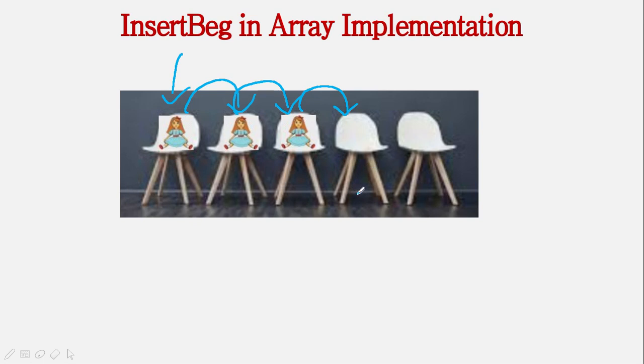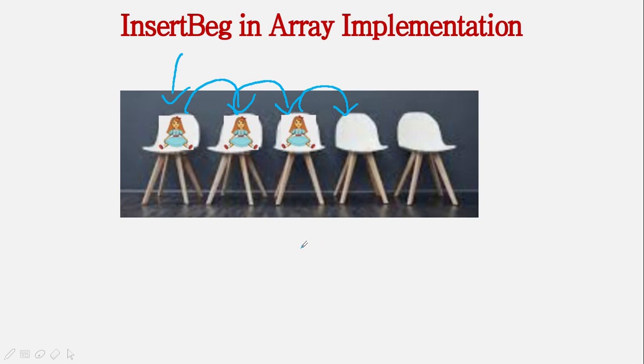This is just an analogy I am bringing in for when you have to do an insert beginning in the array implementation. That's how we are going to do it. So when you look at it, what happens is, when a new person comes, he has to wait till all the people move right by one place, and then only he can sit. And I have told the constraint also, that only one person can move at a time.